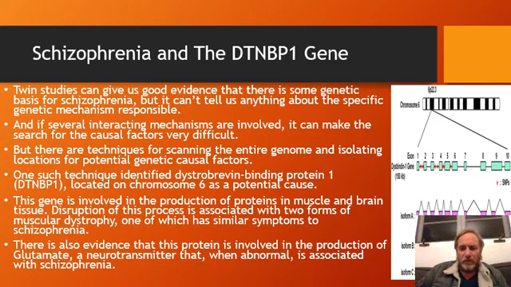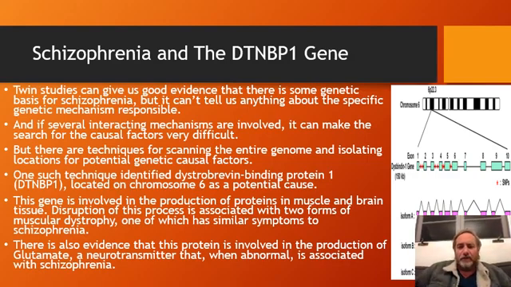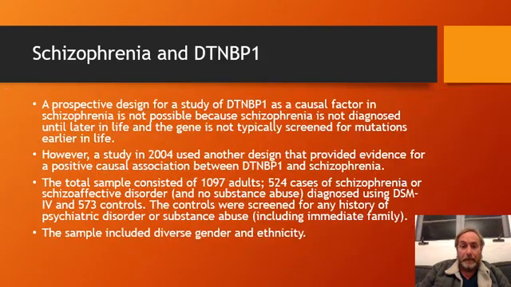So why do I think it's a cause? Several reasons, right? It's involved in the production of proteins in muscle and brain tissue, and disruption of that process is associated with some forms of muscular dystrophy, and one of those has similar symptoms to schizophrenia. There's also evidence that this protein is involved in the production of glutamate, a neurotransmitter associated with schizophrenia when it's abnormal. So that, combined with this scanning technique, which is more a statistical technique, suggests that this particular gene may be something to look at as a potential causal factor.